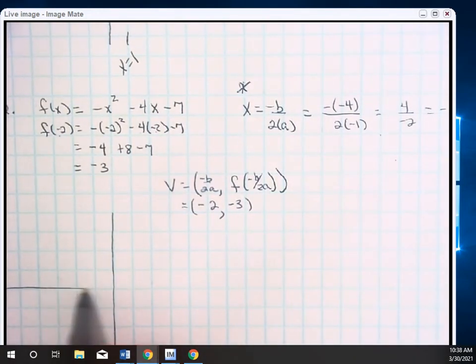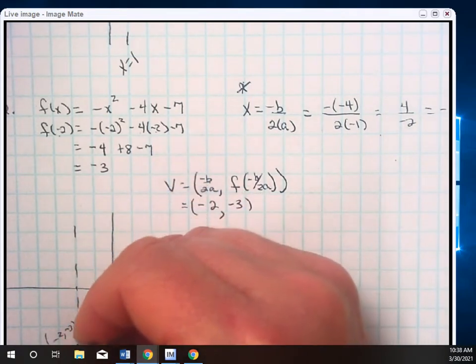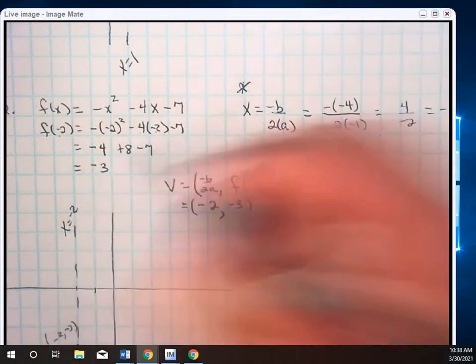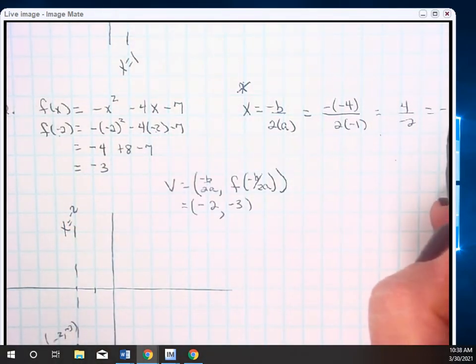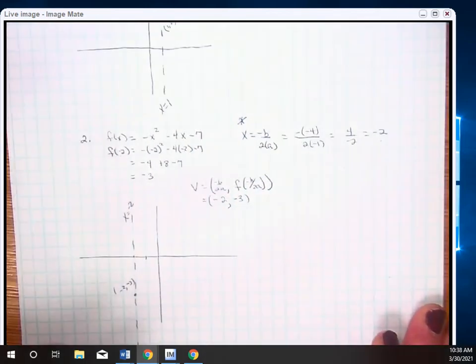Negative 2, negative 3 is in the third quadrant. I'm going back to down 3. Negative 2, negative 3. I'm going to draw my dotted line, which is the axis of symmetry. X equals negative 2 is the equation for the axis of symmetry. I'm going to zoom this in just a little bit.